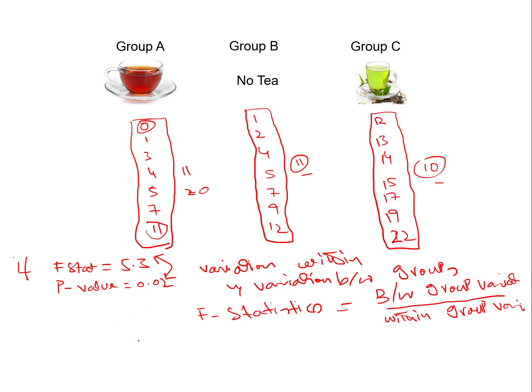So you reject the null hypothesis that the means are equal. In this case, you will reject the null hypothesis that the mean of A is equal to the mean of B is equal to the mean of C. So these are not equal. This is the case of the alternative hypothesis. So when you reject it, you accept the alternative hypothesis that the means are not equal. In this way, you will conduct an analysis of variance.